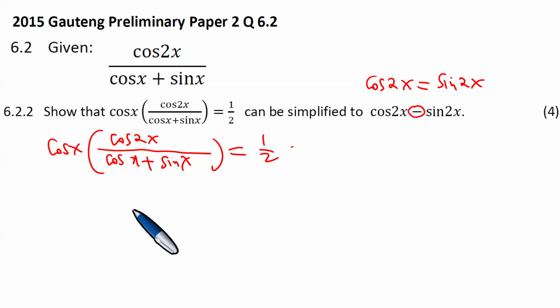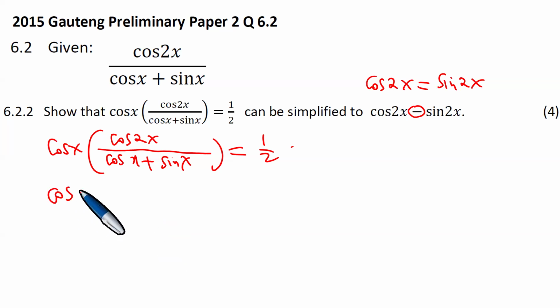Okay, you're good. I multiplied cos x times cos 2x, and then I said over cos x plus sine x equals half. Yes. Equals 1/2. And then I said 2 bracket cos x times cos 2x. Yes. And then I said 2 cos x times 2 cos 2x over cos x plus sine x. Then it's 2 cos x times 2.